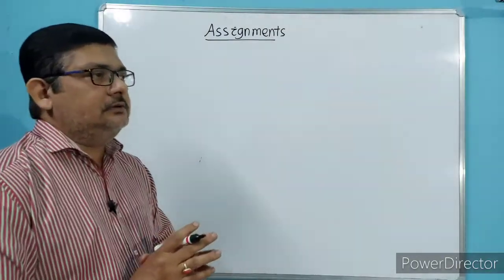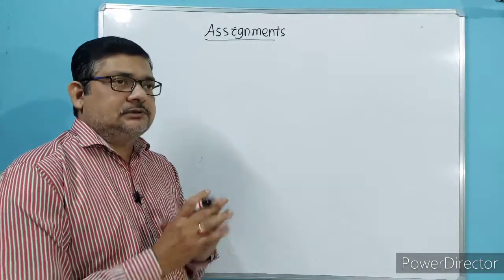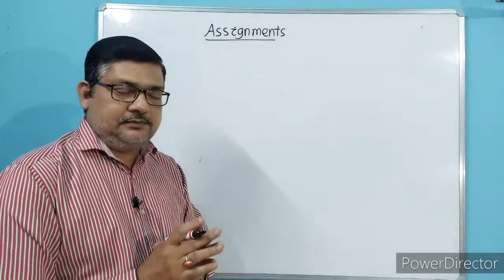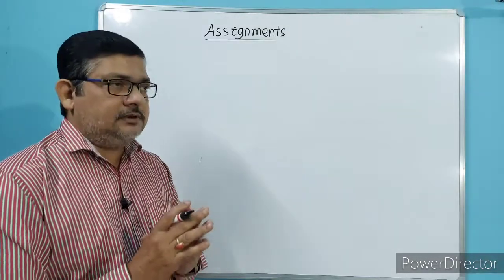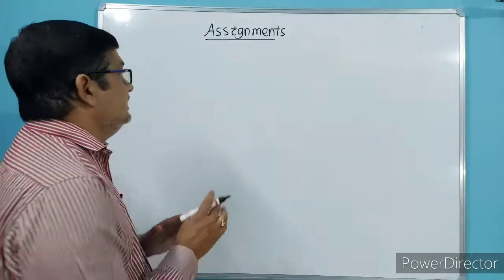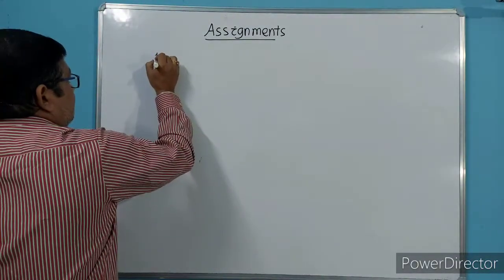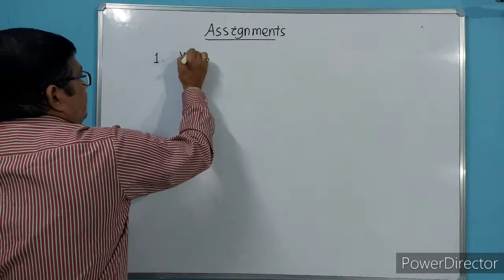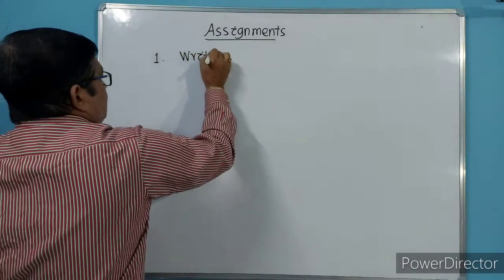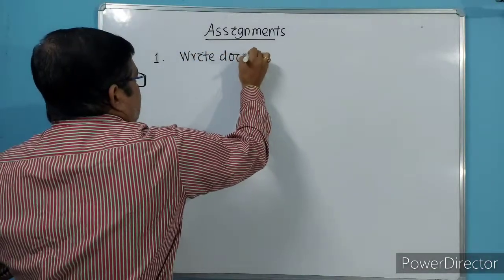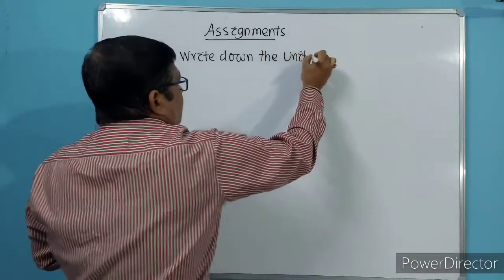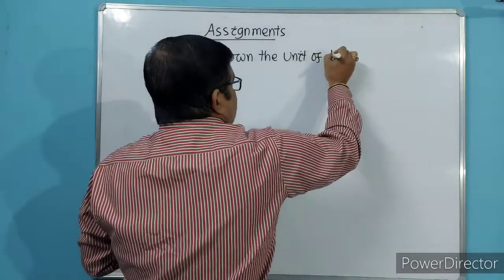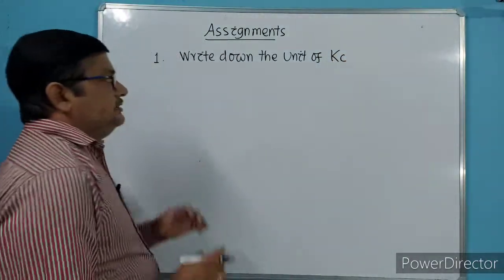Students, as I told you, I'll give you some assignments. So it is mandatory for all of you. You try to solve this and send the answer to my WhatsApp number, which is known to you. Okay, so assignment number 1. Write down the unit of Kc.